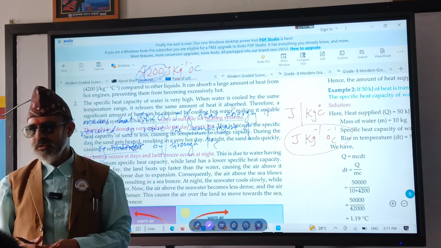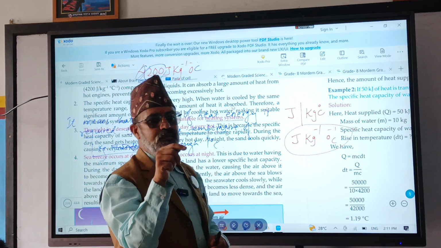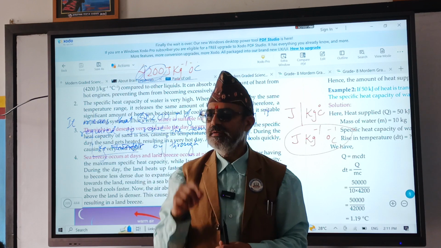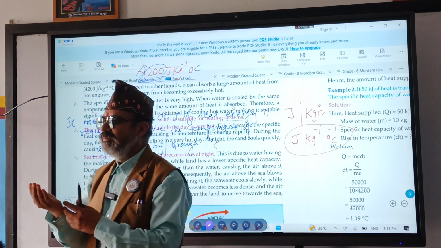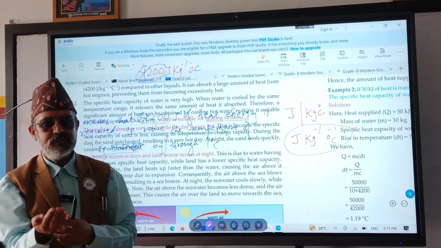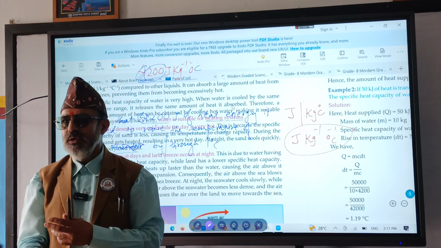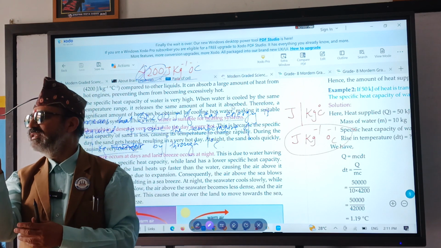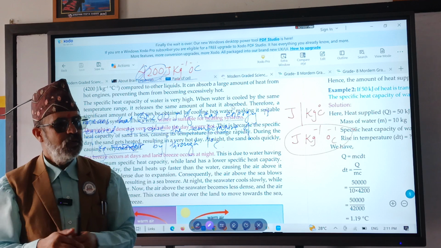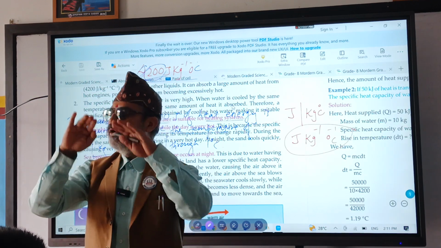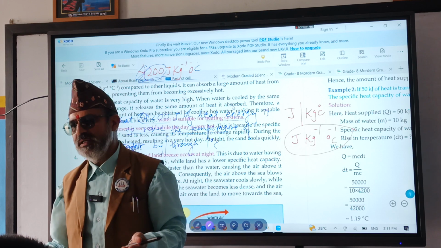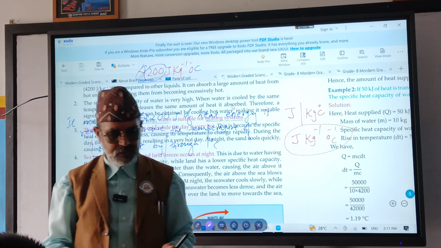Is it okay? So, desert, daytime, night time. Why? In the daytime, the sand becomes hot faster. Because of less specific heat capacity, the temperature rises faster and it becomes very hot. During night time, it loses more heat and the temperature goes much lower, very cold, right?